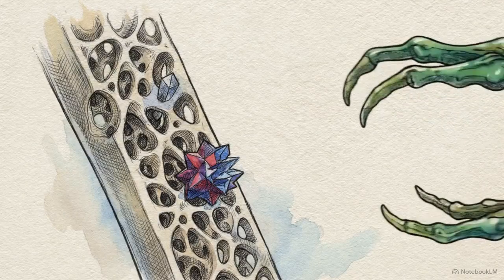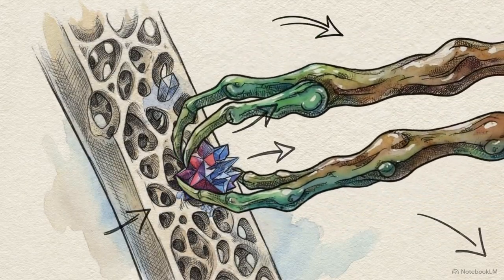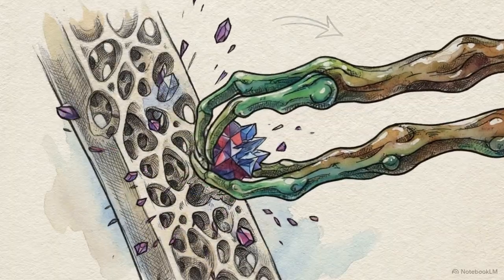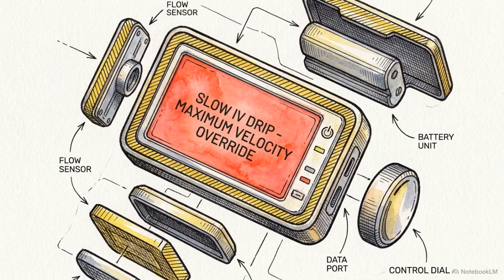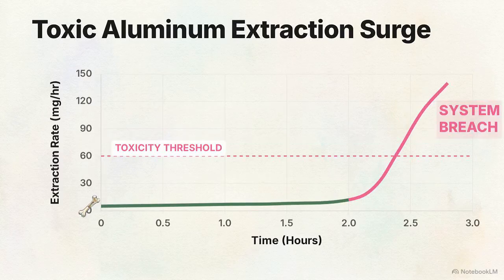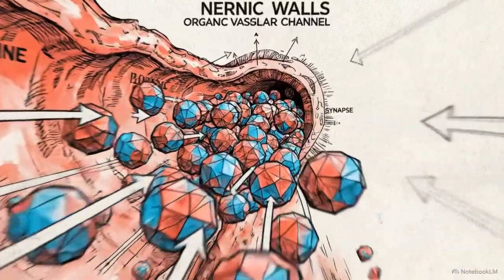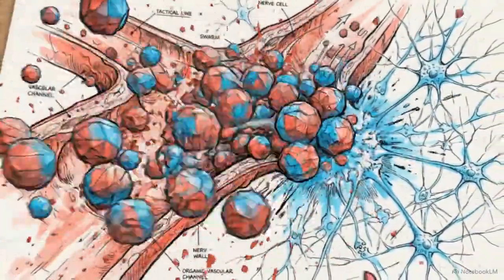Treatment begins by removing all external sources and initiating chelation therapy. The drug deferoxamine is administered to strip the aluminum from the bone matrices. This treatment is governed by a critical velocity constraint. Infusing the chelating agent too rapidly pulls massive amounts of aluminum from the bones all at once. This flood can overwhelm the vascular space and rush into the brain, triggering acute dementia or life-threatening seizures.